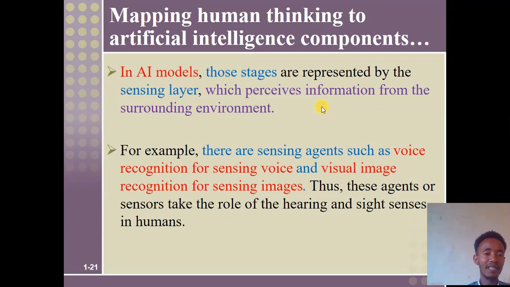So in an artificial intelligence model, those stages are represented by the sensing layer, which perceives information from the surrounding environment.